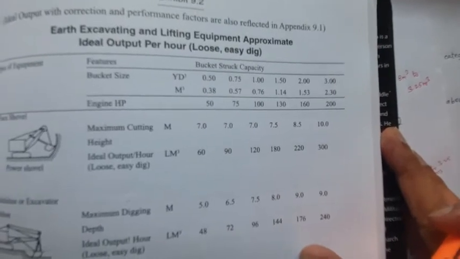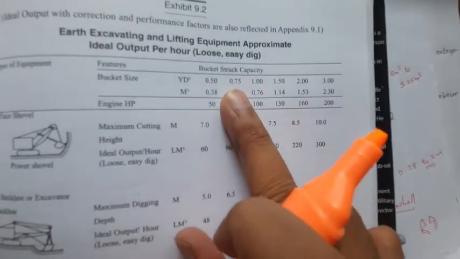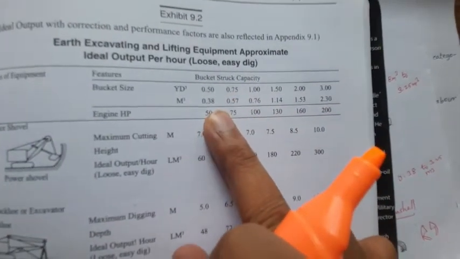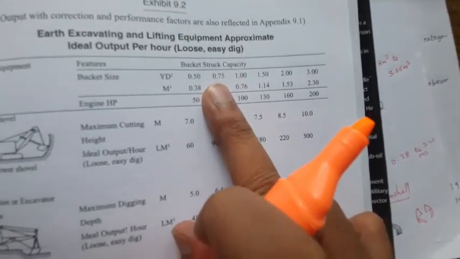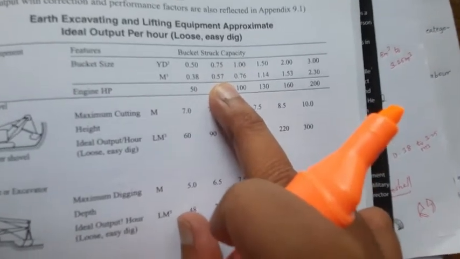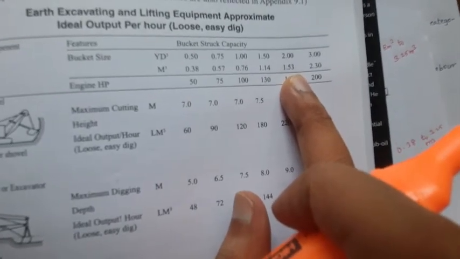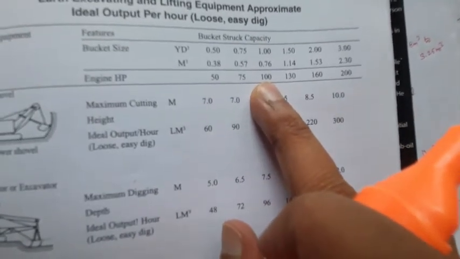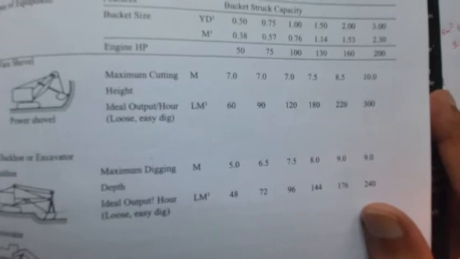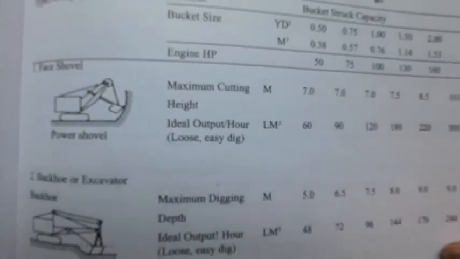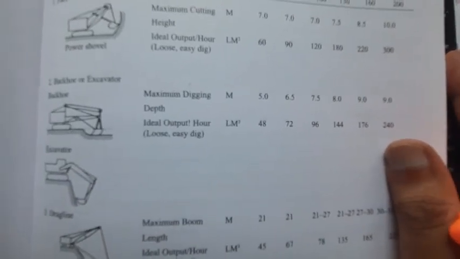Sometimes they give it in the prompts too. This is the bucket size and engine. They are given in cubic yards or in cubic meters also, and these are the bucket struck capacities. Size capacity 0.5, 0.38, 0.57, 0.76, 1.14 cubic meters, and 1.53, and these are the engine capacities in horsepower. So you have to know this table. Maximum cutting for the face shovel, how much it is going to be, and this is the maximum digging for the backhoe.